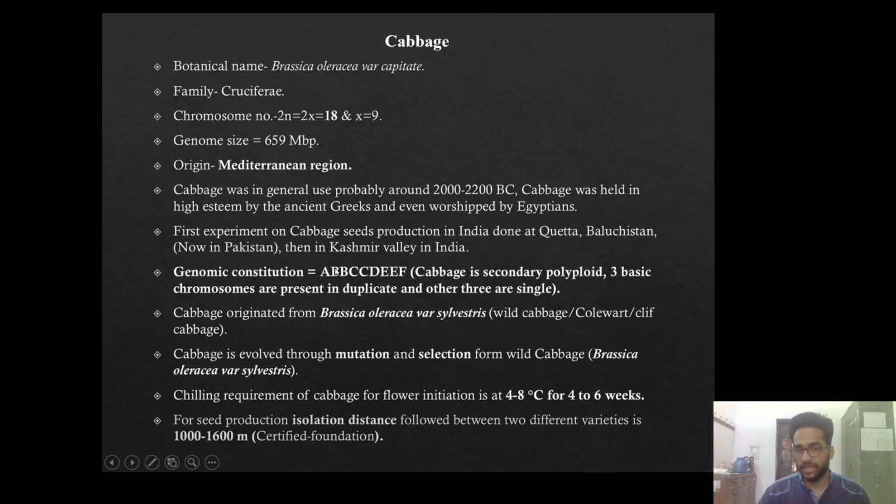The genomic constitution of cabbage is AABBCDDEEF. Cabbage is a secondary polyploid having three basic chromosomes in duplicate, and the other three are in single. Cabbage originated from Brassica oleracea variety sylvestris, which is a wild cabbage. Cabbage evolved through mutation and selection from wild cabbage. Chilling requirement of cabbage for flower initiation is 4 to 8 degrees Celsius for 4 to 6 weeks. The isolation distance followed in cabbage for seed production is 1000 to 1600 meters between two varieties. The flower color in cabbage is yellow.